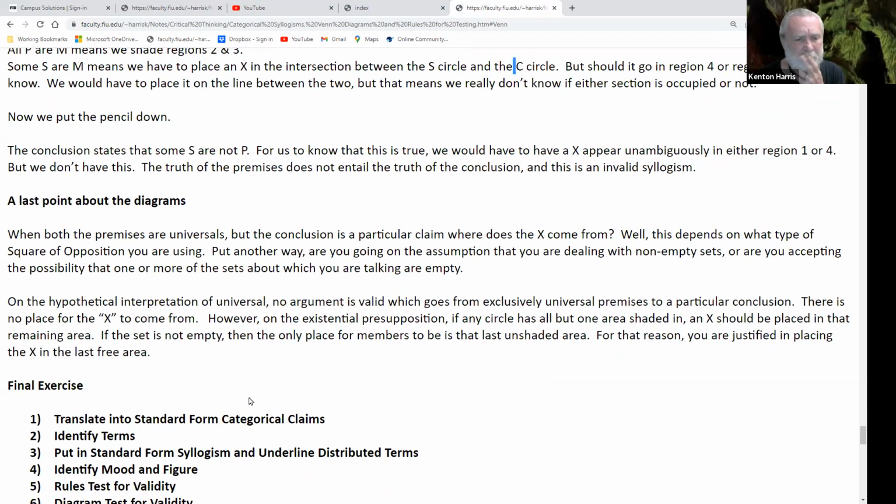Last point about diagrams. When both the premises are universals, but the conclusion is a particular claim, where does the X come from? Well, we've talked about this already. It depends on what type of square of opposition we're using. Put another way, are you going on the assumption that you are dealing with non-empty sets, or are you accepting the possibility that one or more of the sets about which you are talking is empty? On the hypothetical interpretation of a universal, no argument is valid which goes from exclusively universal premises to a particular conclusion. There simply is no place for the X to come from.